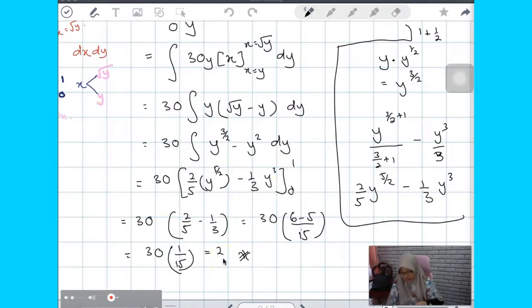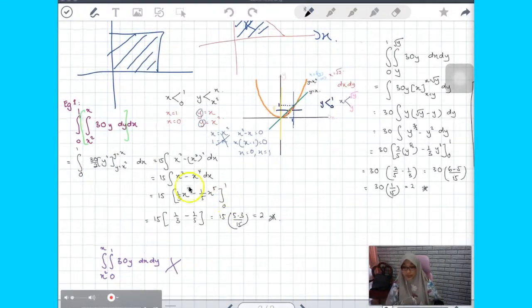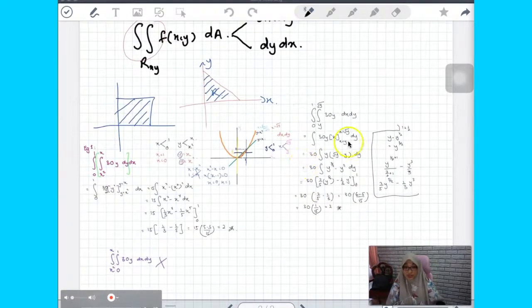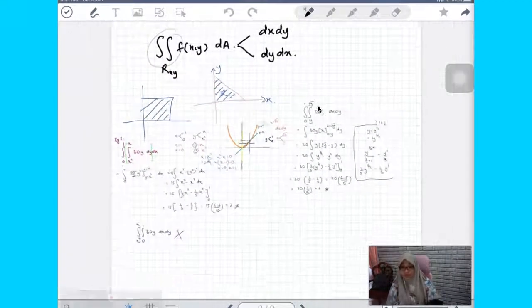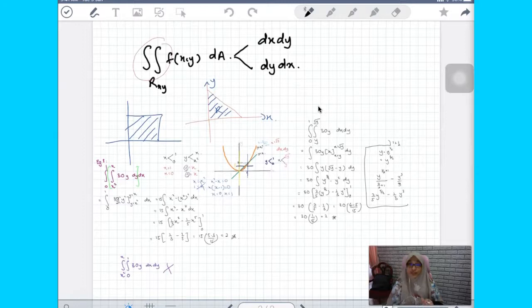So the answer is the same as what we did in the first one, the original one. We got a similar answer. But as you can see, the second one is a bit longer, because in the limit there is a square root, but it doesn't matter, it can still be done. So I gave you the first example where you need to change the order of integration. Don't worry, I will give you a few more examples that I'm sure you can understand from time to time.